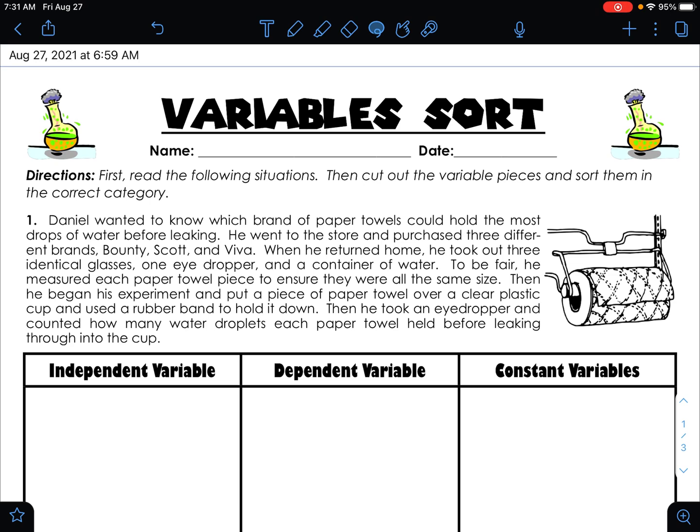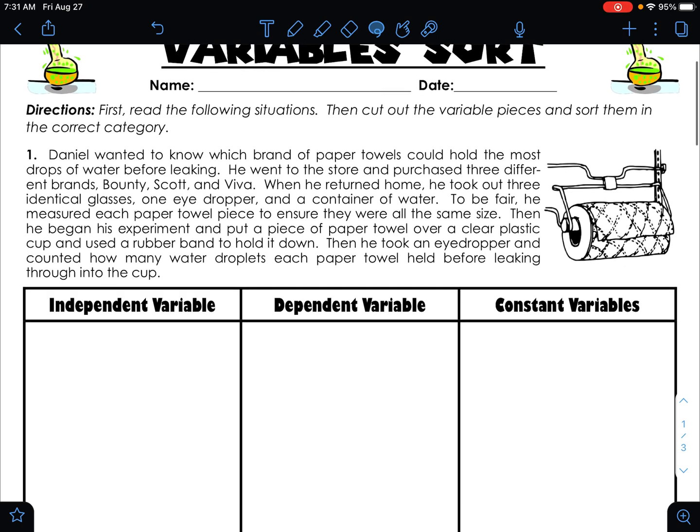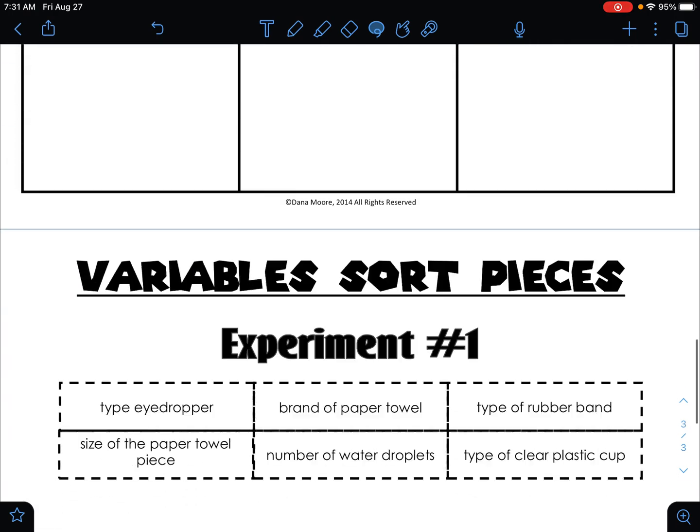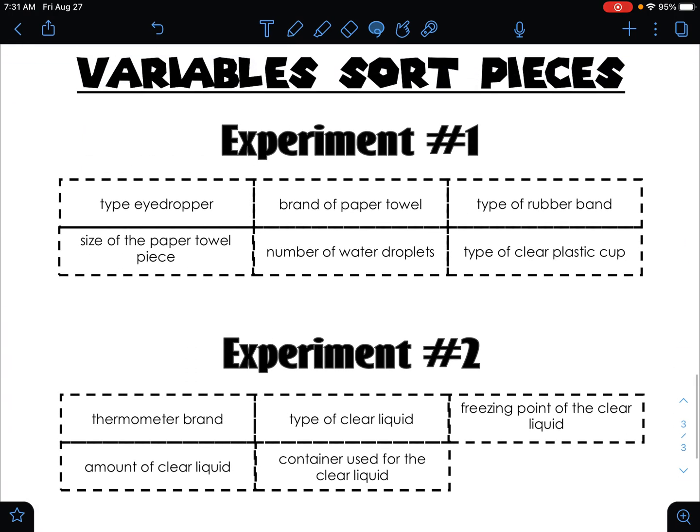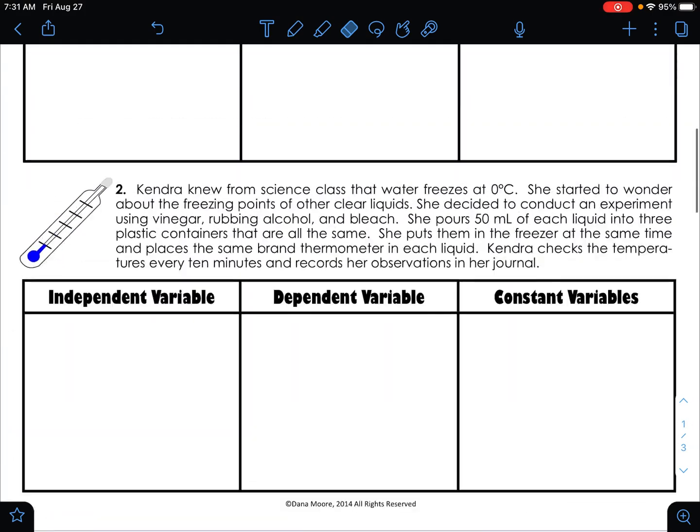I know you have it in Notability, but we're going to look at this first scenario, and we are going to use these cards here for that first scenario, okay? And then number 2, number 3, and number 4 from there. All right, so let's get rid of that.